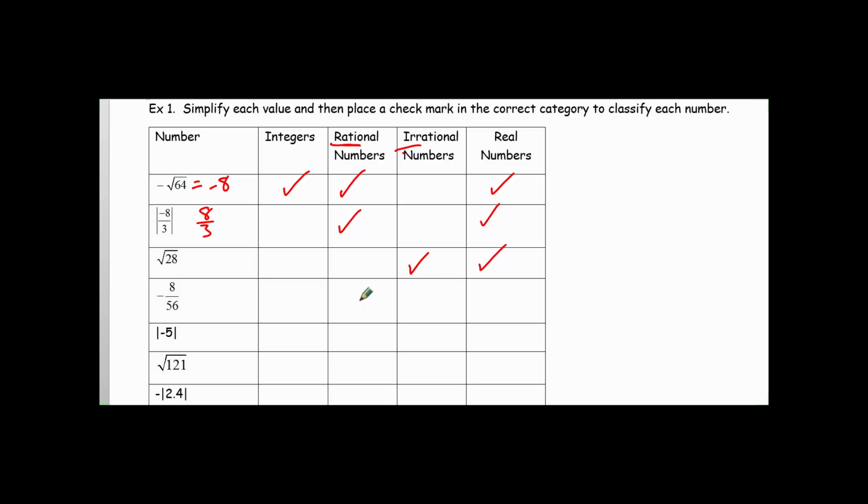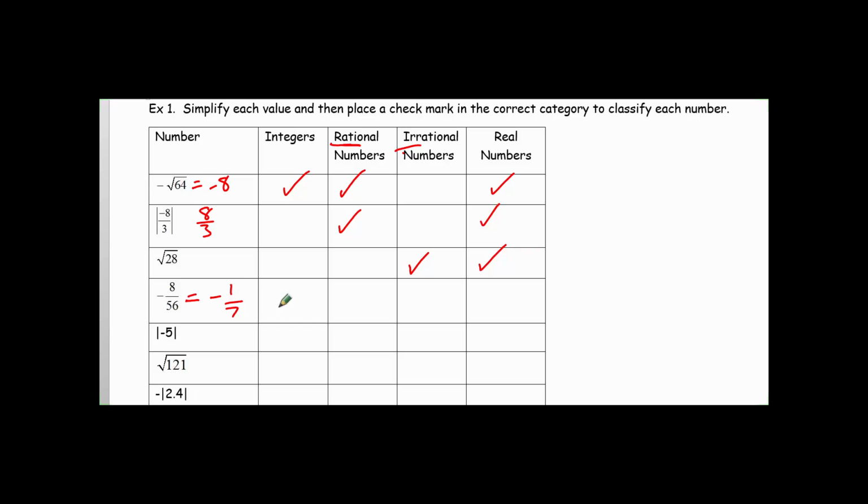Let's try. I'm just going to go through the rest of these. So what's this? Negative 8 over 56. Well, 8 goes into 8 once. 8 goes into 56 7 times. So a lot of times people tell me that's negative 7. It's not. It's negative 1 over 7. 7 stays in the bottom. It's not an integer, because it has to be a negative whole number.